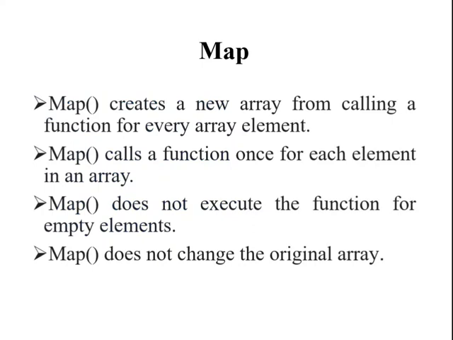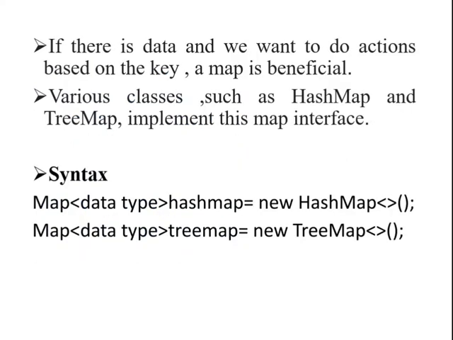Map creates a new array from calling a function for every array element. Map calls a function once for each element in an array. Map does not execute the function for empty elements. Map does not change the original array. If there is data and we want to do the action based on the key, a map is beneficial.